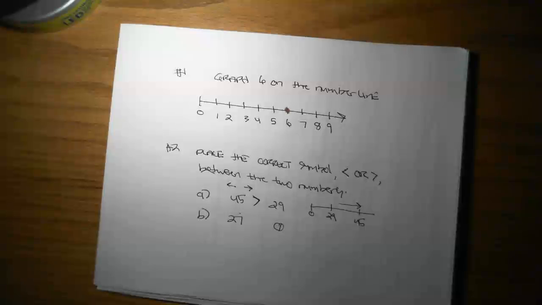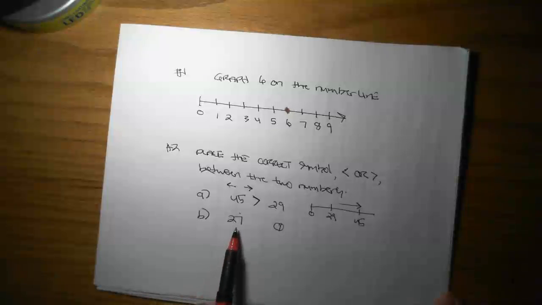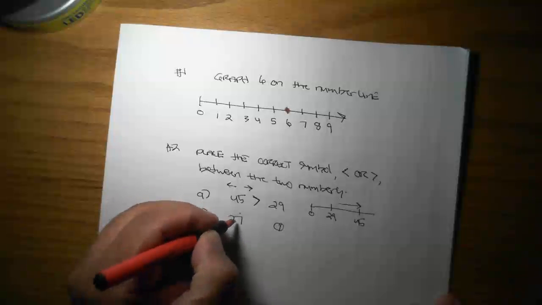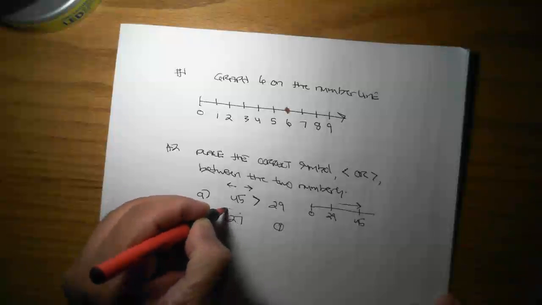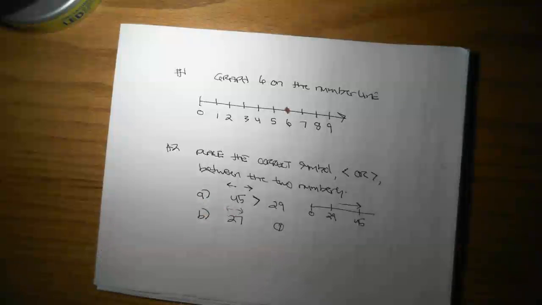Okay, this might seem a little tricky, but it's not. It really isn't. So the question is, what is the order relation between 27 and 0? Okay, and we're going to ask ourselves the same question in our mind. Is 27 to the left or to the right of 0? Well, that's a pretty easy question to answer right now.